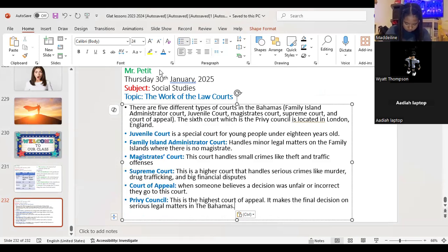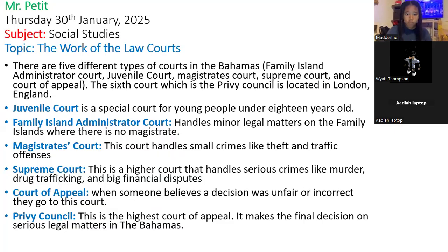All right. So go ahead, Madeline. Read the first three. Juvenile court is a special court for young people under 18 years old. Family Island Administrator Court handles minor legal matters on the Family Islands where there is no magistrate. Magistrate's court. This court handles small crimes like theft and traffic offenses.